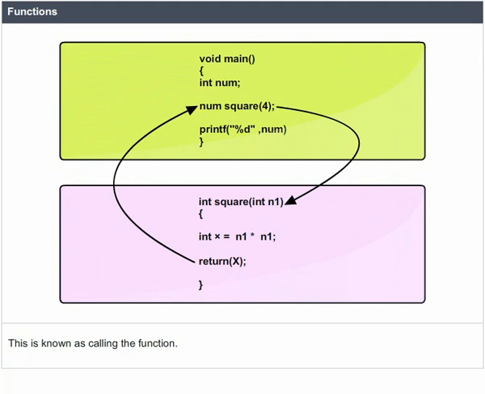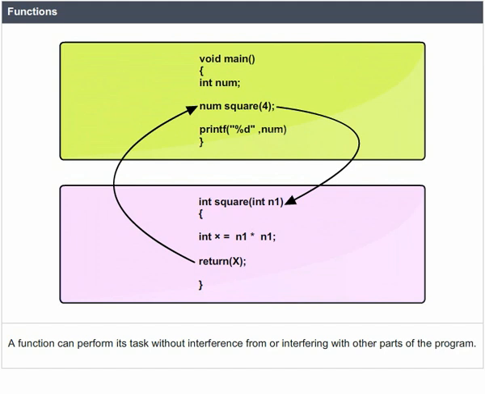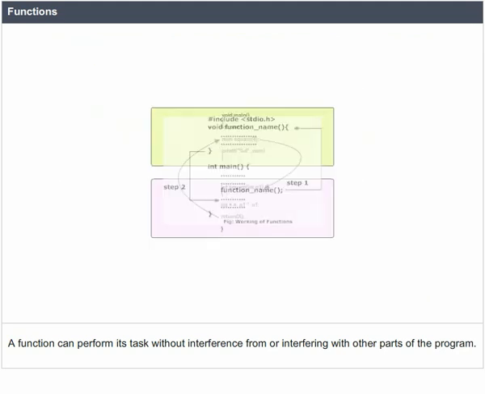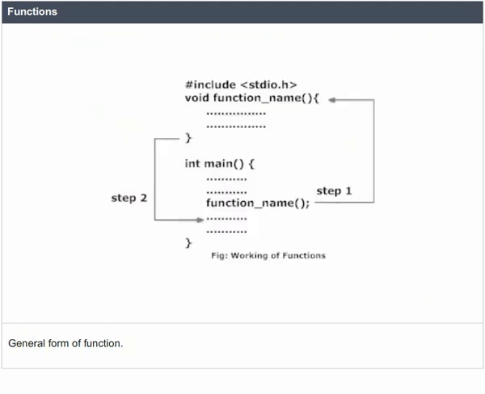This is known as calling the function. A function can be called from within any other function. A function is independent. A function can perform its task without interference from or interfering with other parts of the program. General form of function.